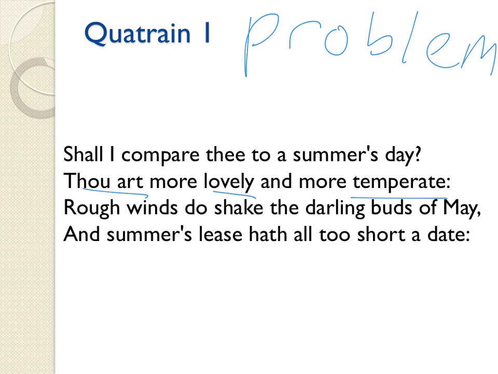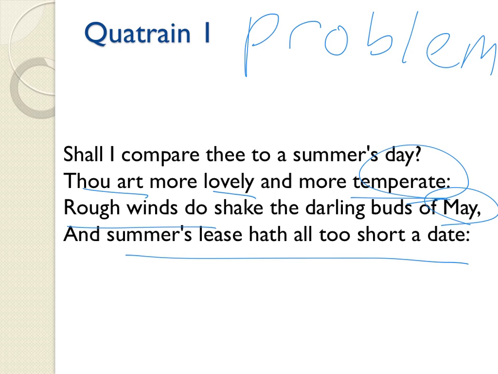He finds, as he says here, that his lover is more lovely and more temperate than a summer's day. Okay? As we know, the word temperate here means not too hot, not too cold. So this person is not like the scorching days of August, but perhaps a gentler day than a summer's day. Now, May is a temperate time, but as he points out, rough winds shake the darling buds of May. Another reason that this simile is inadequate for him is that a summer's lease ends all too soon, as you all well know. So he wants his lover to be more permanent than that.